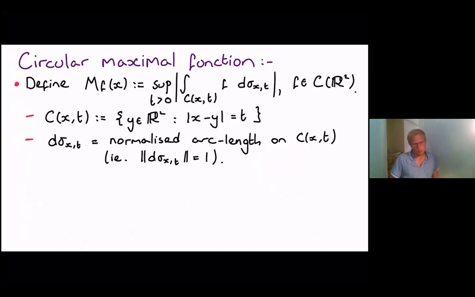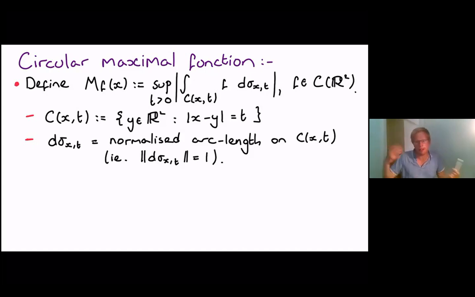And what it does is, well, we fix the center x, and then we take averages of this function over all concentric circles around x. So this is what this inner integral is doing. We're integrating the function over this circle with respect to a normalized arc length measure on that circle. So each of these measures has mass 1. And then we take the supremum of the absolute values of these averages over all these radii, okay?